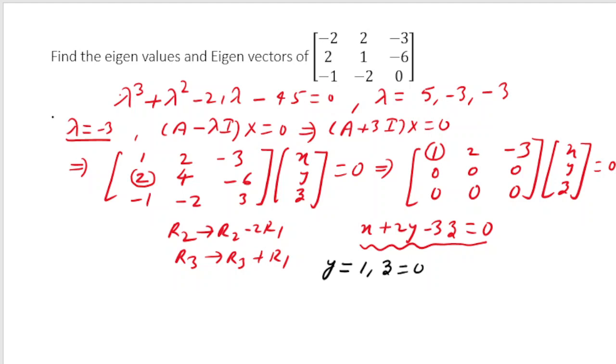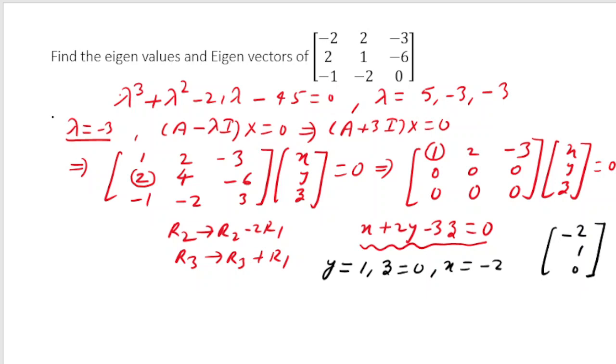Eigenvectors are non-zero vectors. So if I select y is equal to 1 and z is equal to 0, what will I get? I will get x plus 2, so x is equal to minus 2. So we got a vector that is minus 2, y is 1 and z is 0.